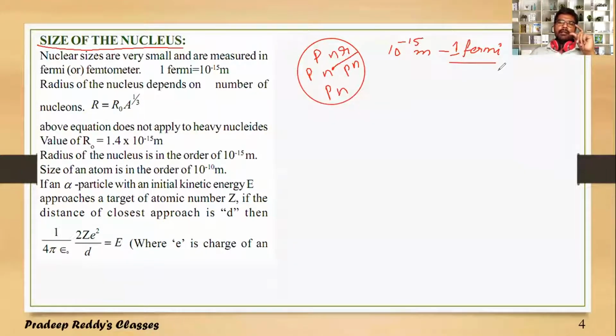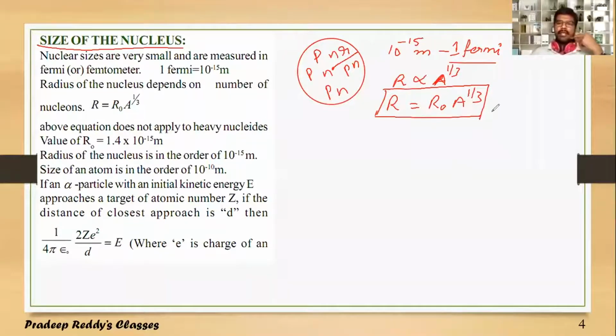And in this 1 Fermi size, there will be many protons as well as neutrons, and they are all called nucleons. The size of the nucleus depends upon its radius, and the radius of the nucleus depends upon its mass number. So the radius of the nucleus is directly proportional to mass number A power 1 by 3. You can write it as r naught into A power 1 by 3. This is the equation for the radius of the nucleus: R is equal to r naught A power 1 by 3.